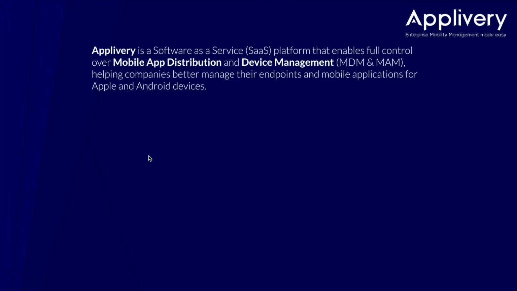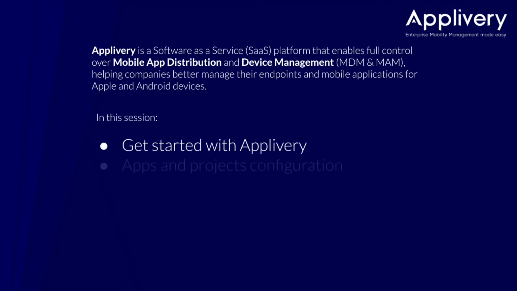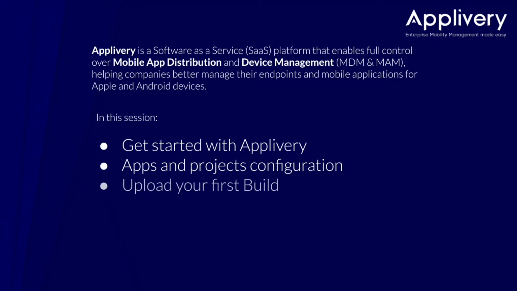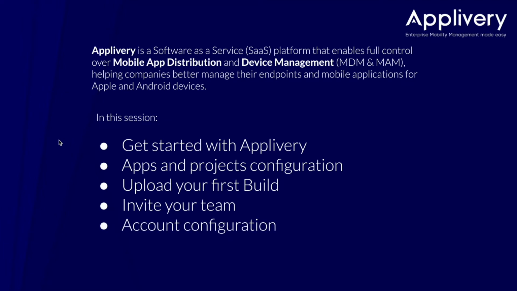Applivery is a software-as-a-service platform that enables full control over mobile app distribution and device management, helping companies better manage their endpoints and mobile applications for Apple and Android devices. During this session, we will see how you can get started with Applivery, how apps and projects are managed in the platform, how you can upload your first builds, how people are managed, and how you can invite some other teammates. A quick overview of the rest of features that Applivery provides.